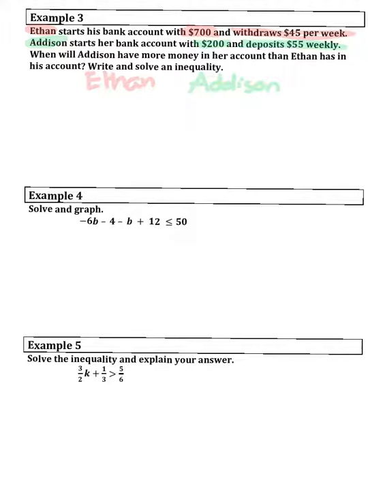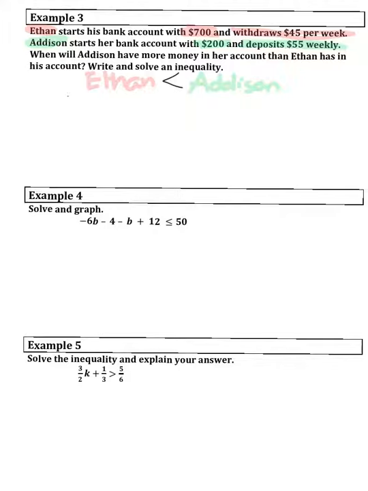So when will Addison have more money in her account than Ethan? I want to know when Addison will have more. There's my inequality symbol. So Ethan has less than Addison, or Addison has more. Now I'm going to fill in for each person here. Ethan was everything that I highlighted in red.